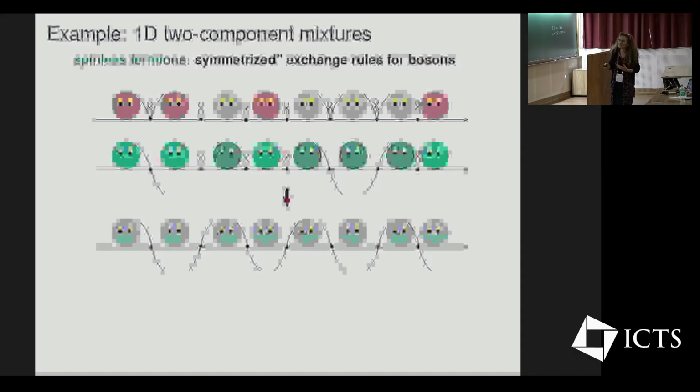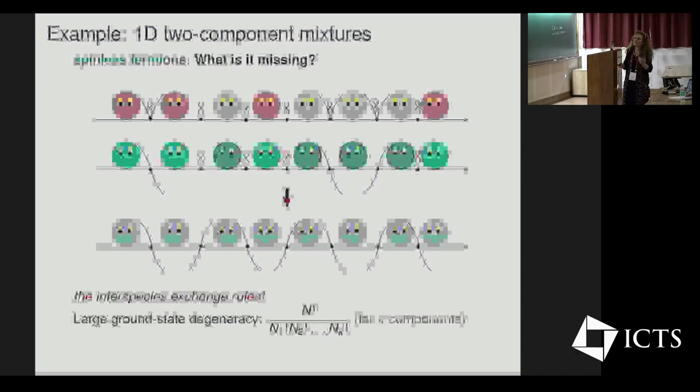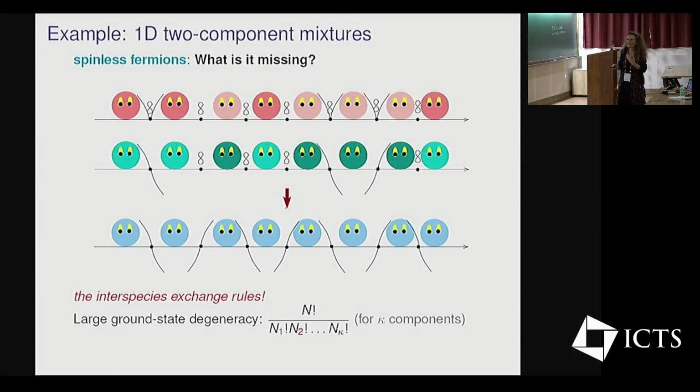What is missing is the interspecies exchange rule. And this is the basis of a large ground state degeneracy in the limit of very strong interaction. This degeneracy is given by the variation between all the particle permutations, that is N factorial, divided by all the permutations in each species. So how can I use the spinless fermion solution to build the solution for the mixtures?